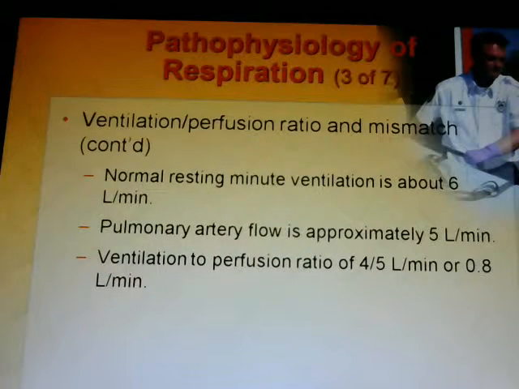Normal resting minute volume is 6 liters per minute. We averagely all breathe in and out 6 liters of air in a minute. Pulmonary artery flow is approximately 5 liters. The ventilation to perfusion ratio is 4 to 5 liters per minute, or 0.8.